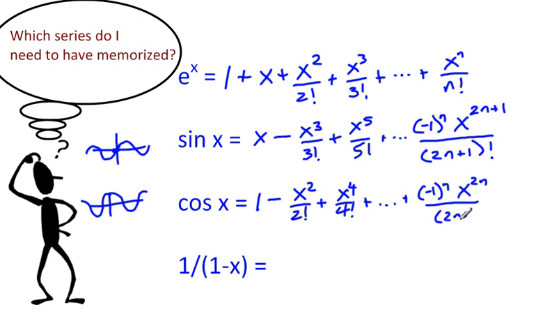All right, our last one, 1 over 1 minus x. We should recall that this looks like the sum of an infinite geometric series. There's our first term. There's our ratio. So our first term is 1, and we're multiplying by x every time. So 1 plus x plus x squared plus x cubed plus dot dot dot plus x to the n. So the quick way to remember these: e to the x is always positive, sine x is odd, cosine x is even, and 1 over 1 minus x reminds us of the geometric series formula.